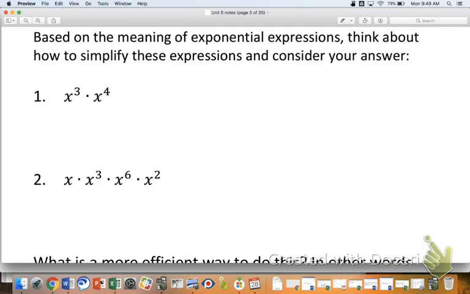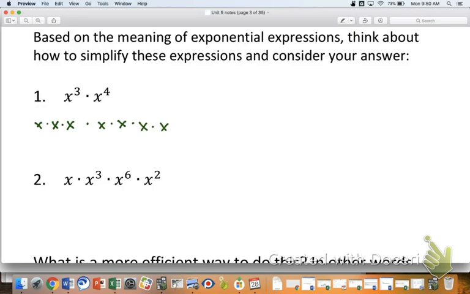Joe? Well, x to the third means x times itself 3 times, and x to the fourth means x times itself 4 times. So if you just draw out all those x's, then really all you're doing is just adding the 2 exponents together. So you're getting into a pattern now. We'll talk about that in a second. Does this make sense? Joe explained it really well.